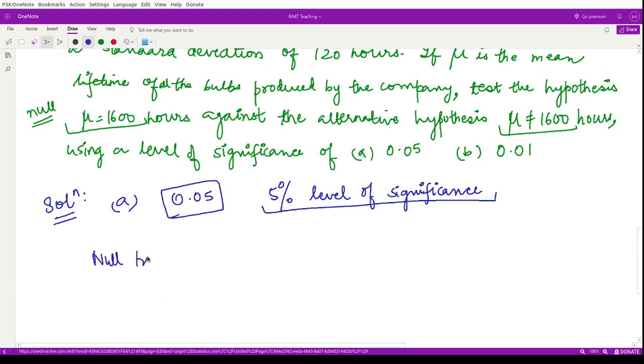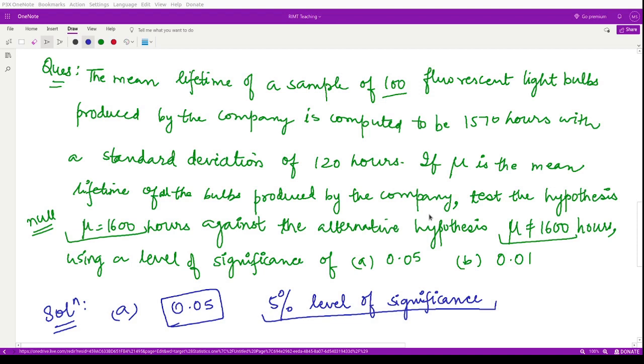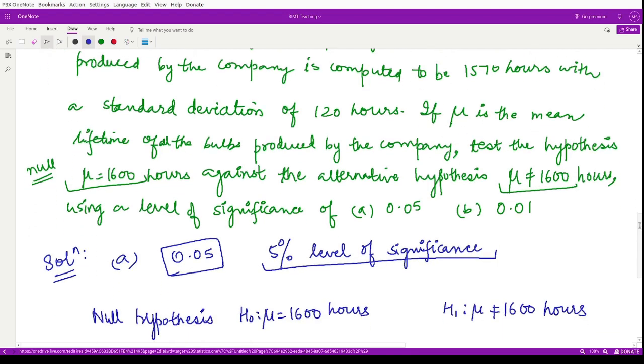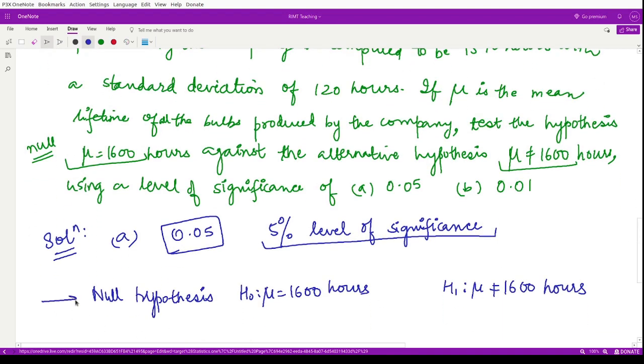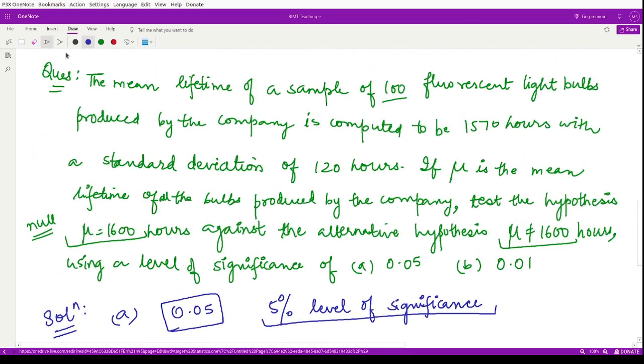So in this question they have already given you the null hypothesis. Your null hypothesis here is H0: mu is equal to 1600 hours. So you have to check the mean here. And the alternative hypothesis is given to be mu is not equal to 1600 hours, right? Okay, so after writing this level of significance, we have to write our null hypothesis and the alternative hypothesis.